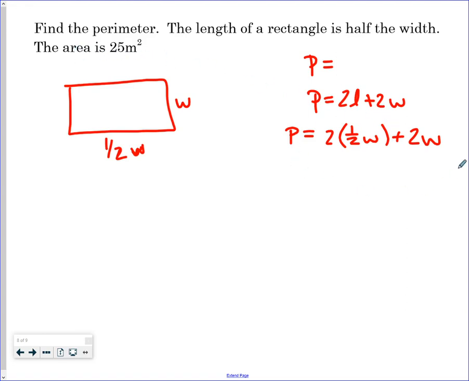So I'm going to kind of have to leave this and come back to it. I need some more information. They told me the area, length times width, right, is 25. Do you guys see that I replaced area with 25? Okay. What was the length again for us? 1/2 W, right? And the width was W. Do you see how now I just have one variable, so I can solve for W and then go back? Okay.